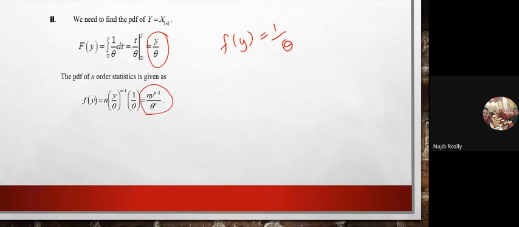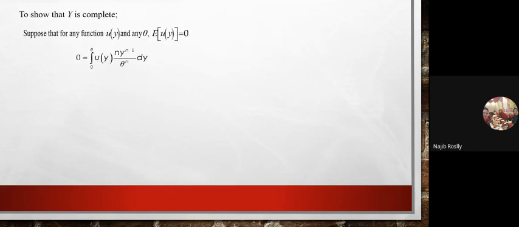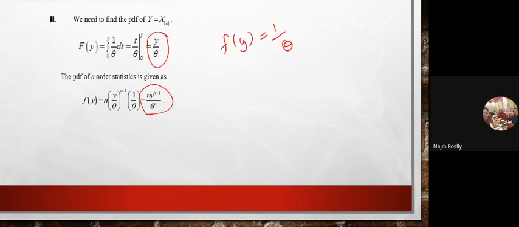The factor n y^(n-1) times theta to the power n, theta minus 1 cancels out with this theta, which leaves you with theta to the power n. This is the PDF for the n-th order statistic. Now you want to show that this is a complete family, using the expected value. This is your PDF for the n-th order statistic: n y^(n-1) over theta to the power n.